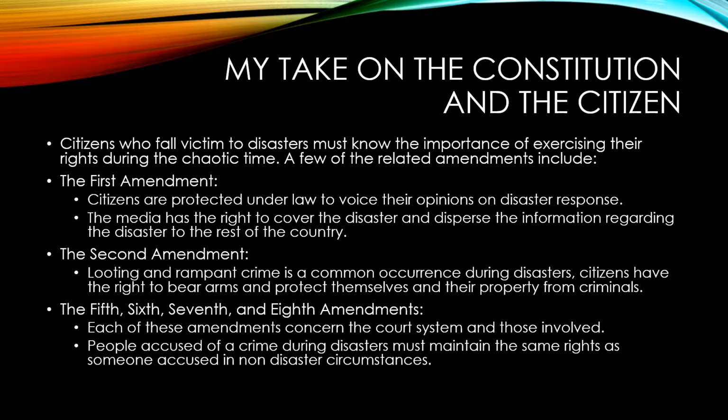The Second Amendment. Looting and rampant crime is a common occurrence during disasters. Citizens have the right to bear arms and protect themselves and their property from criminals. The Fifth, Sixth, Seventh, and Eighth Amendments. Each of these amendments concern the court system and those involved. People accused of a crime during disasters must maintain the same rights as someone accused in non-disaster circumstances.